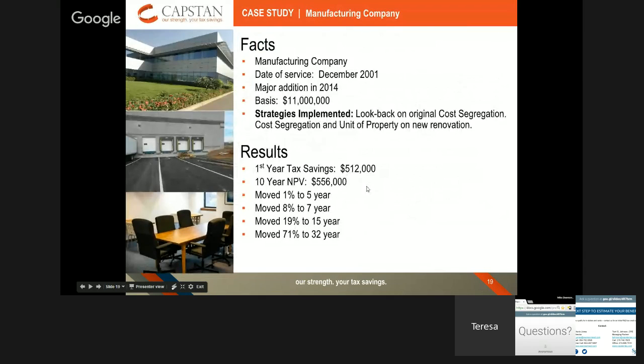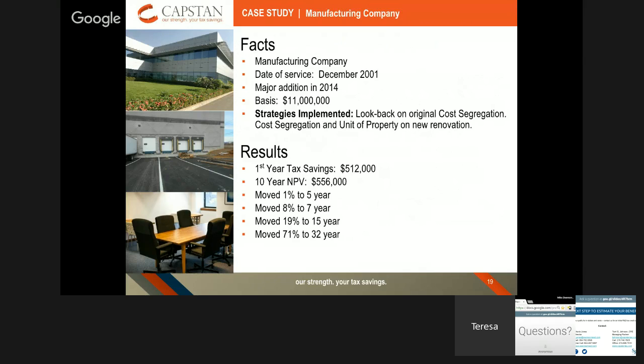And I promised you a case study. This is one that we did in 2015. A manufacturing company placed their asset into service in 2001, so they'd owned it for a while. Business was good, so they put on this big addition, which you can see in the forefront of the first picture. It just happens to match very nicely to the original building. So the total basis from the original acquisition and the big addition was $11 million.